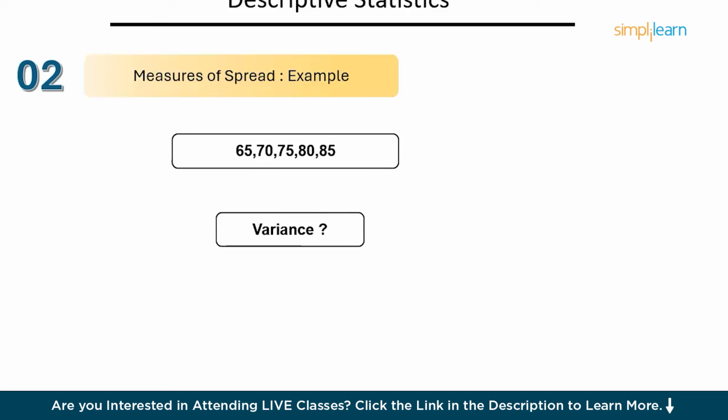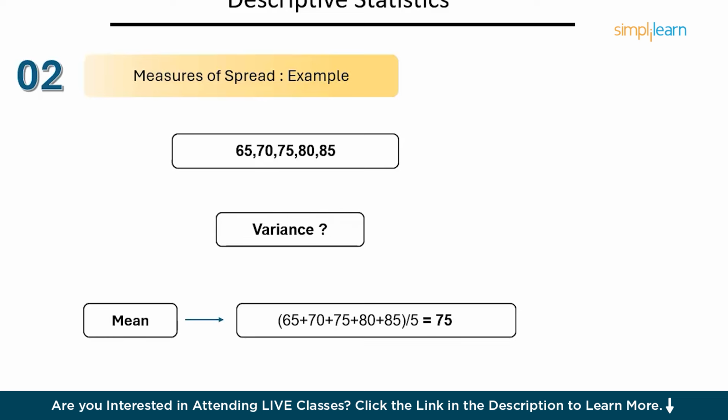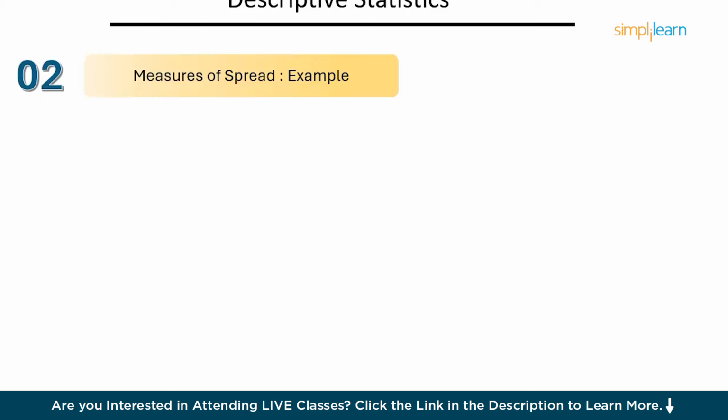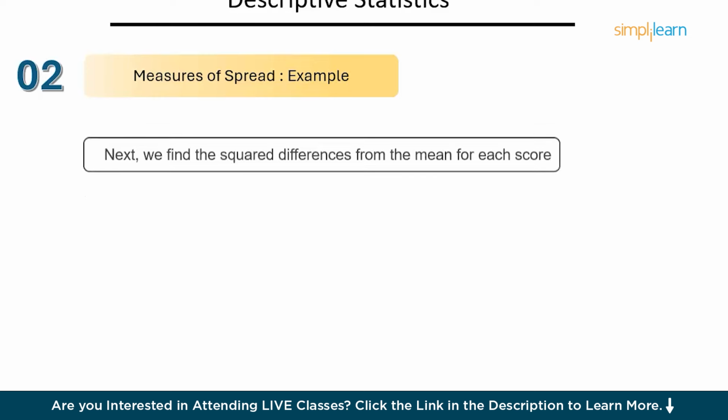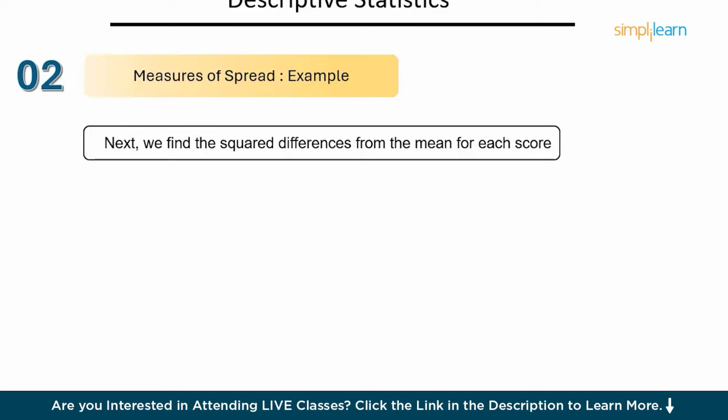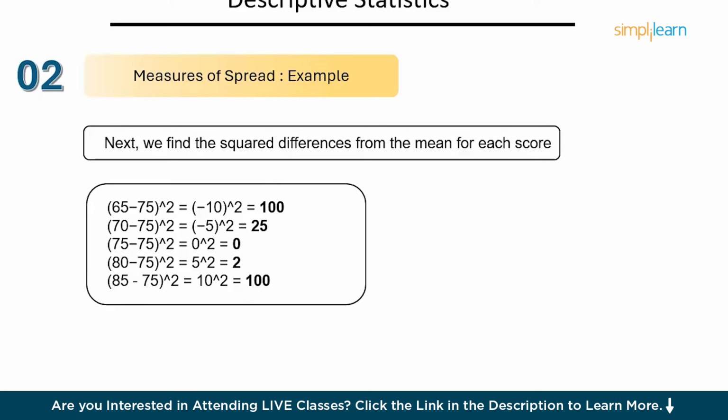First, we calculate the mean. To calculate the mean, we take the total of the scores divided by the total number of scores, and that is equal to 75. Next, we find the squared differences from the mean for each score. And here it is: (65 minus 75) squared is equal to (minus 10) squared, and that is equal to 100. In this way, we perform the same for each score.